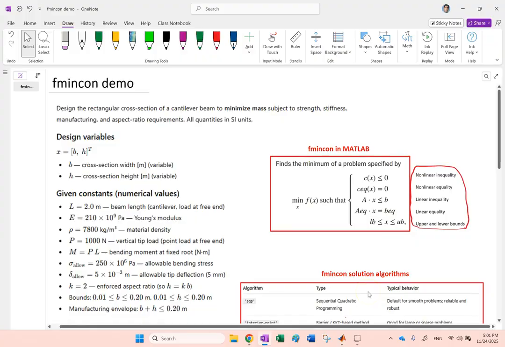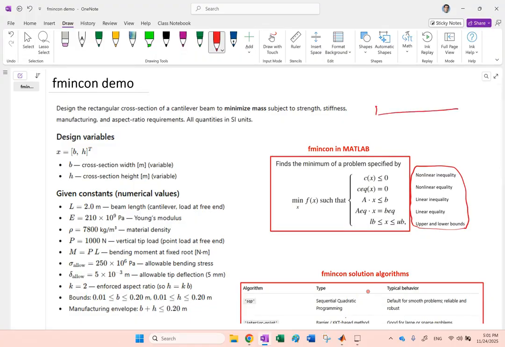So let's say your problem is this. You have a cantilever beam that has a load, in this case shown by P, at the end. The length of the member is L. And this L is given to you, as well as P. Both of them are given. So the length is 2 meters. The load is 1,000 Newton.